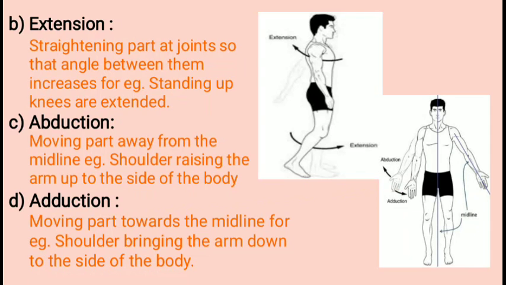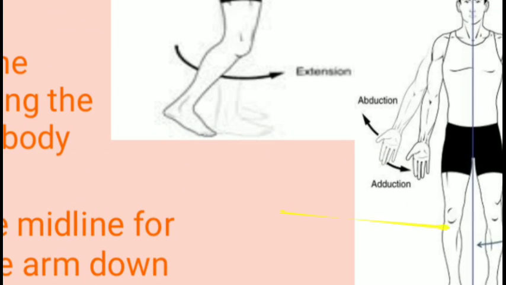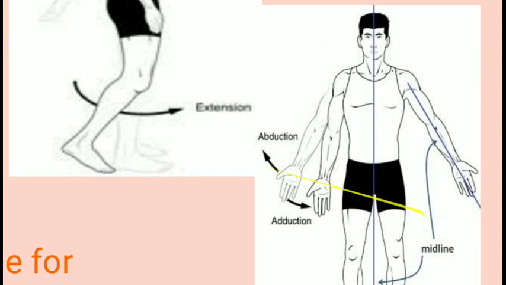Now what is an abduction? Abduction means moving part away from the midline. For example, shoulder raising, the arms up to the side of the body. So let us see the movement of the abduction. What is the medial midline? In the picture, you can identify there is a line from the center of the body that is considered the midline. See, it has been written as a midline.